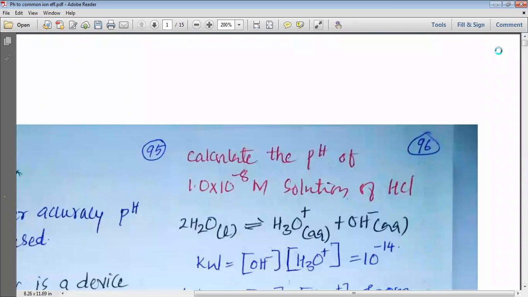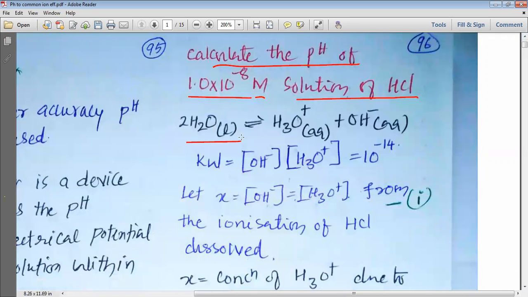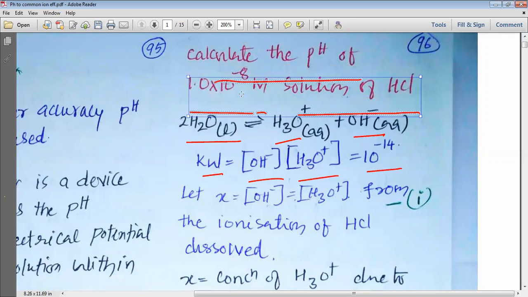Now we have the next question to be solved. The next question says: calculate the pH of 1 into 10 to the power minus 8 molar solution of HCl. So now let us calculate. You can see that 2H2O gives us H3O plus and OH minus. Kw is equal to OH minus into H3O plus, that is 10 to the power minus 14. Now you can see here the concentration is of the order 10 to the power minus 8.